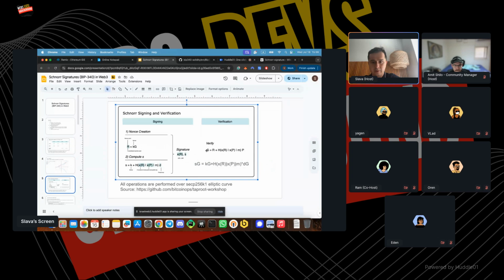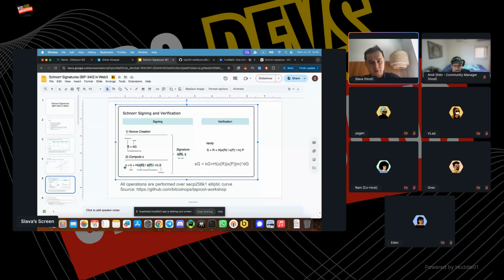And the proof of it is a little bit complicated, but it can be boiled down to this expression. Basically, we take the expression from here, which is s, the definition of s equal to k plus a hash function on this value times the private key D.